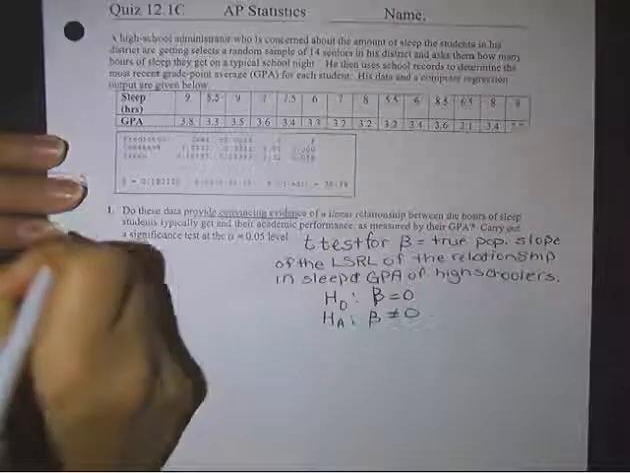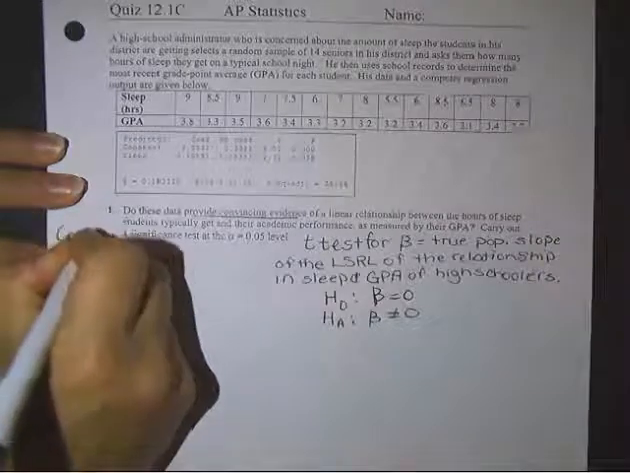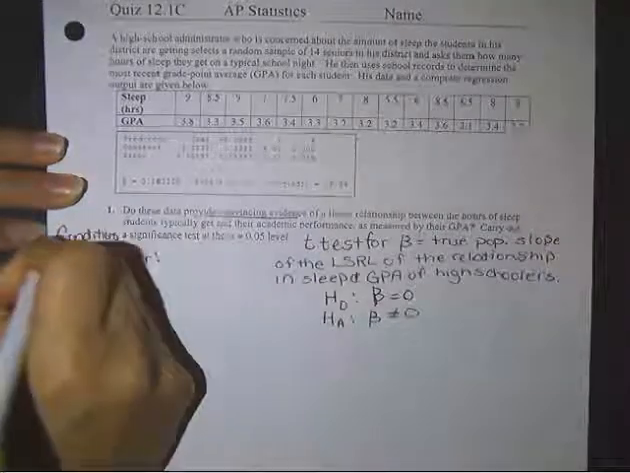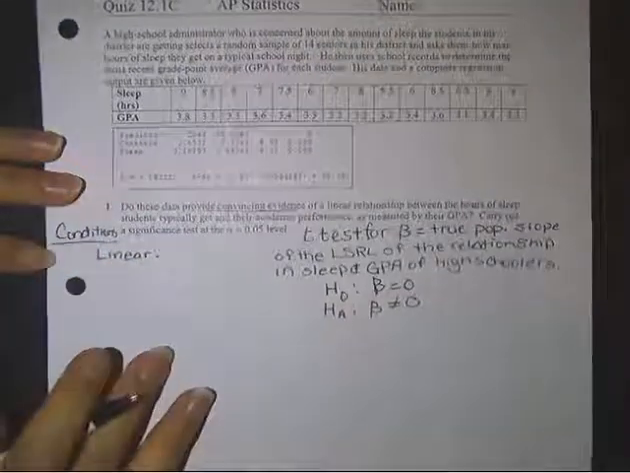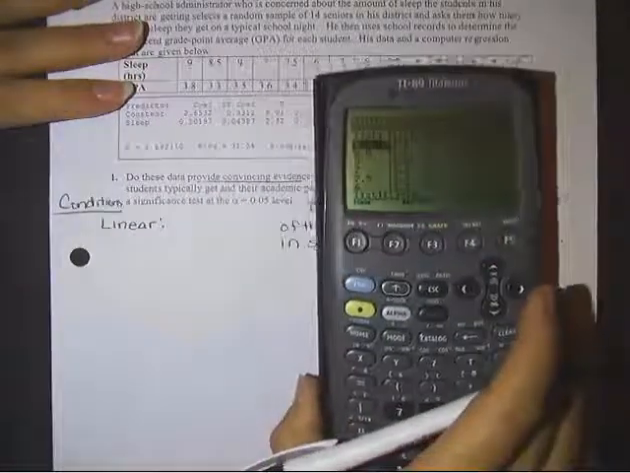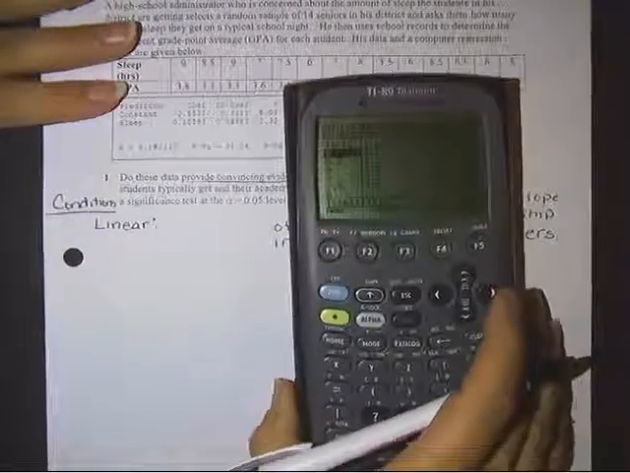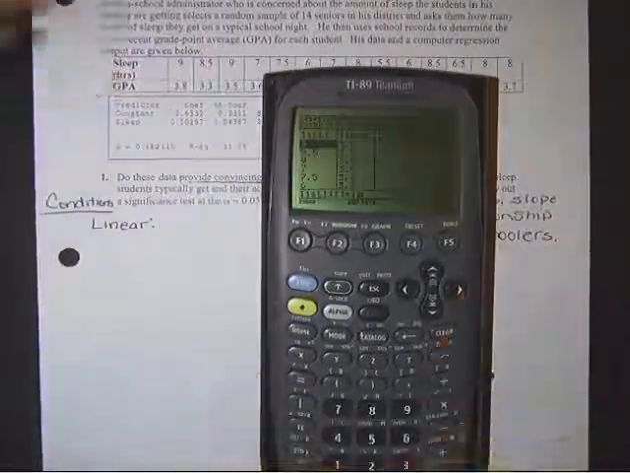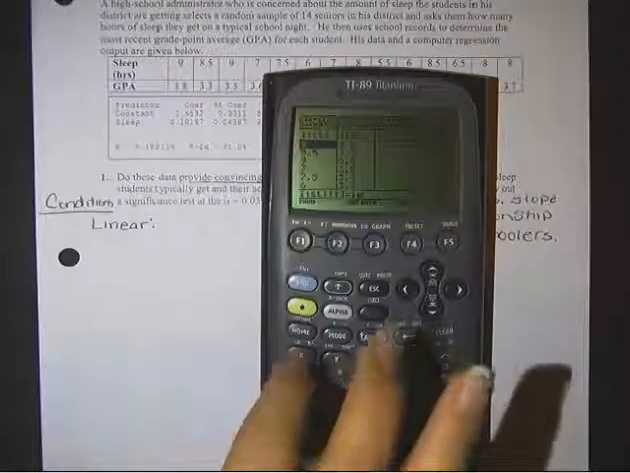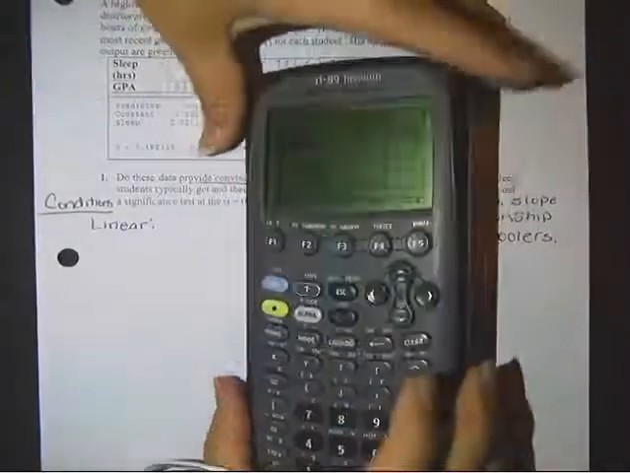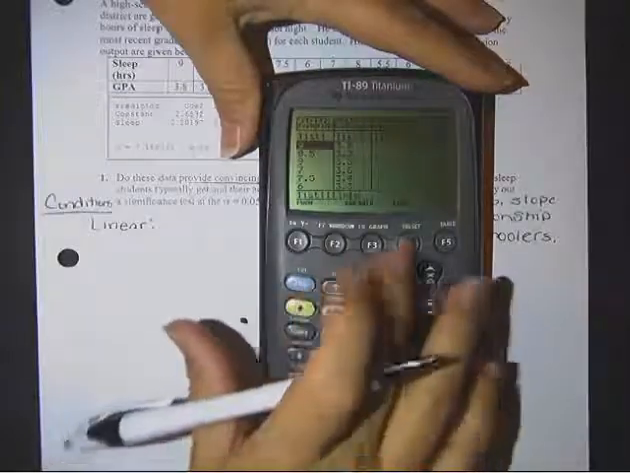I'm just going to write over here conditions. Is there a true linear relationship in the population of sleep versus GPA? And of course we can't see the population relationship, but we can look at our sample. So I'll take my calculator, and I have already put the data in list 1 and list 2. I hope you can see that. And then I went to plots. Well, I went ahead and ran the regression on F4, of course, to get the residuals first.